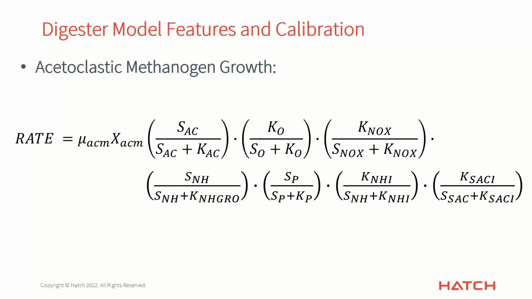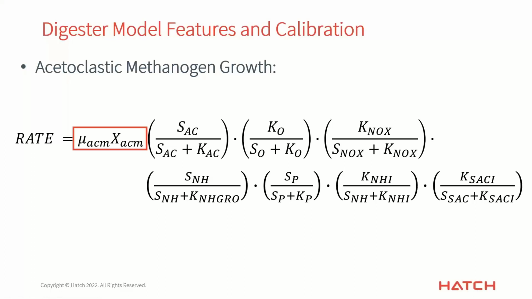So this is the rate of growth, and it is, of course, a first order relationship. That means I'm multiplying this growth term, the maximum specific growth rate, times XACM, which is our methanogens, the amount of methanogens in the system. So that's a first order rate. And then we multiply by all of these inhibition and saturation terms as we go down the list.